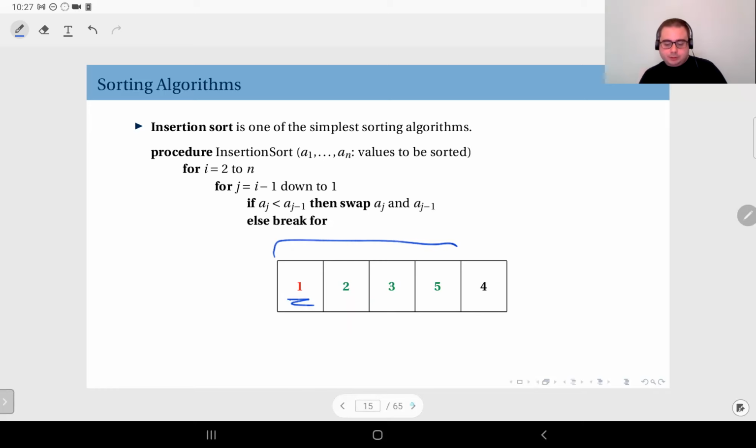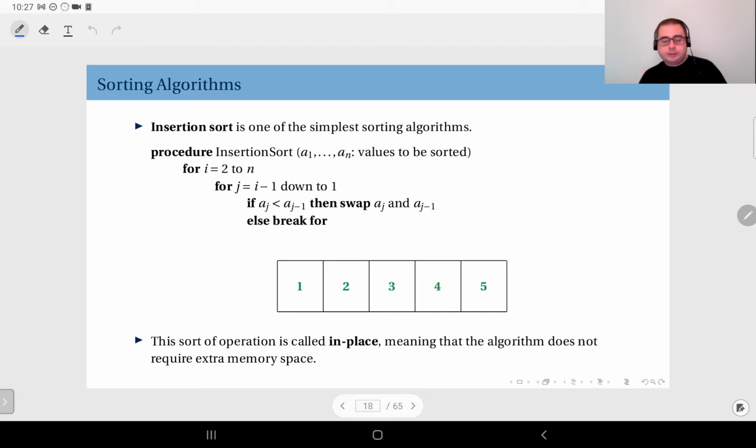So it will be correct in the next iteration, and you will need to insert 4 in this sorted portion. To do that, you compare these two, and the order is incorrect, so you swap them. And then you compare these two, the order now is correct, so you are done. Everything is sorted now.